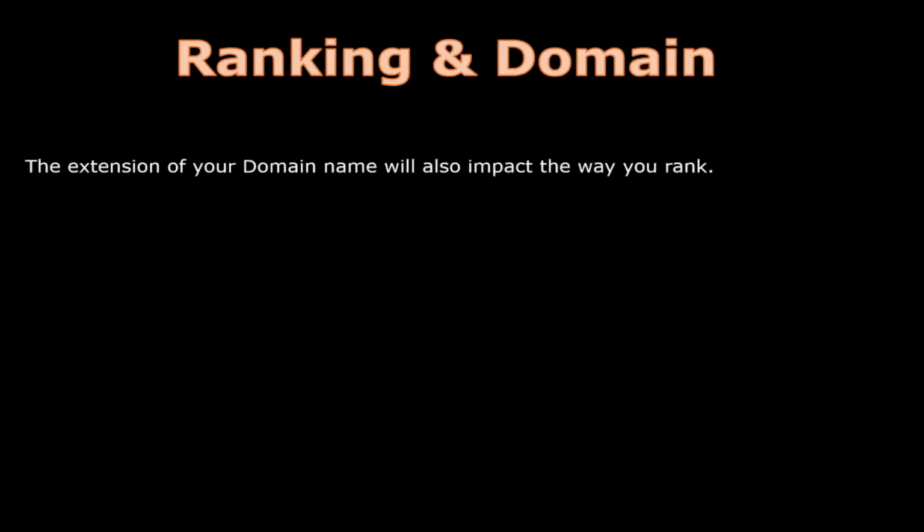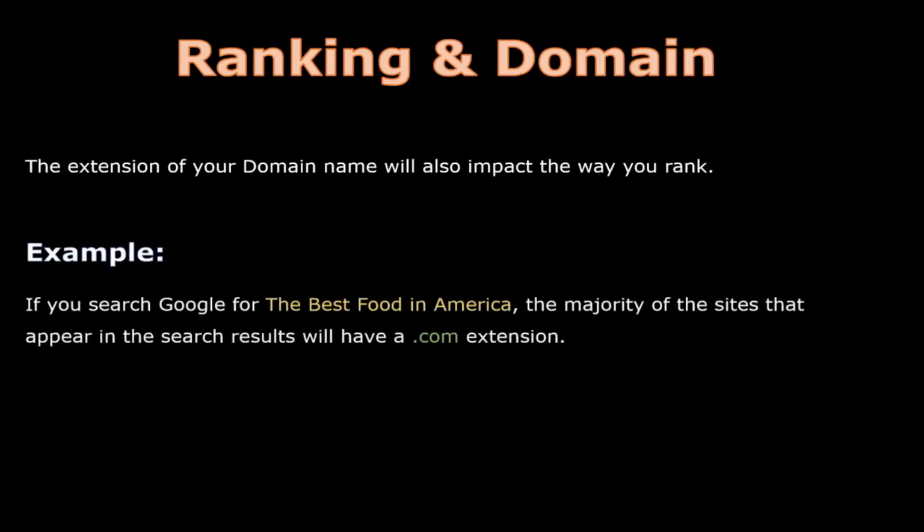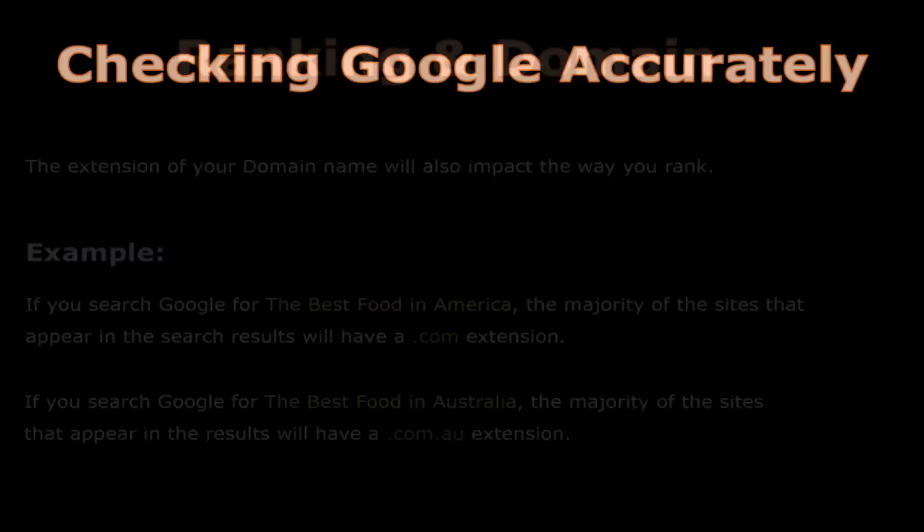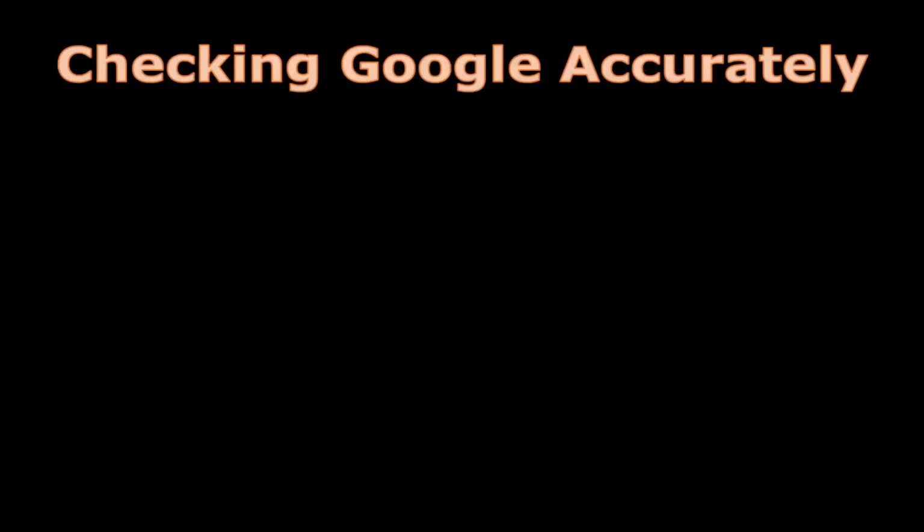Ranking and domain. The extension of your domain name will also impact the way you rank. For example, if you search Google for the best food in America, the majority of sites that will appear in the search results will have a .com extension. If you search Google for the best food in Australia, the majority of sites that appear in the results will have a .com.au extension.